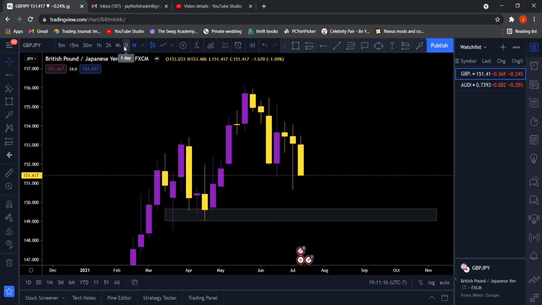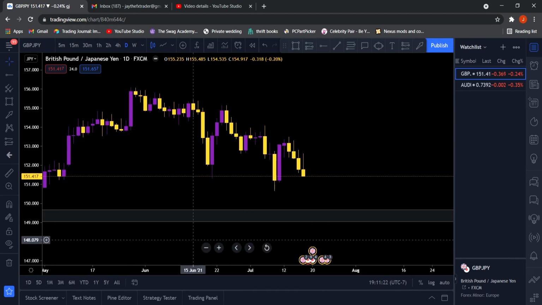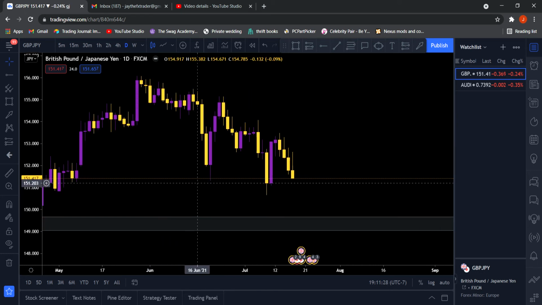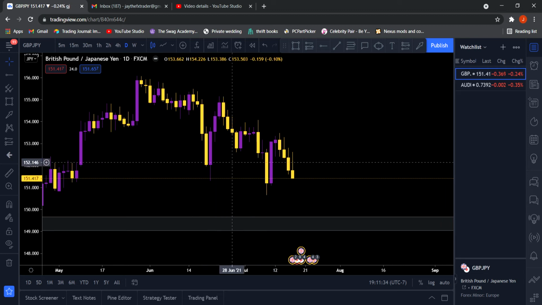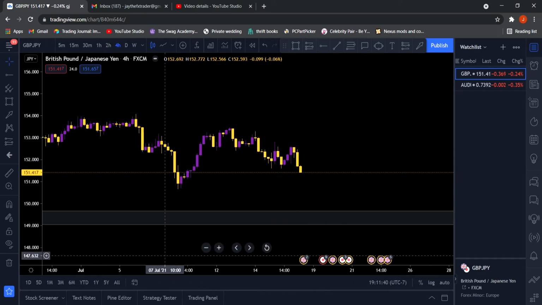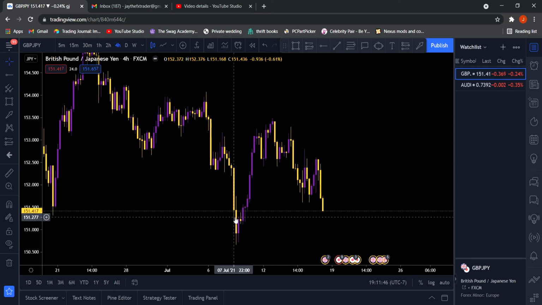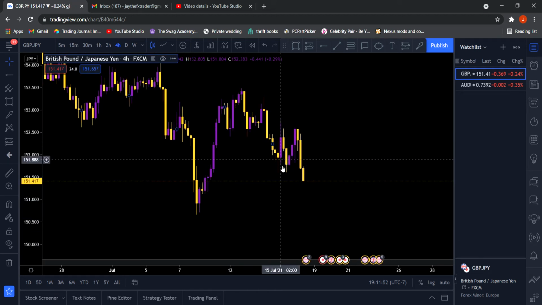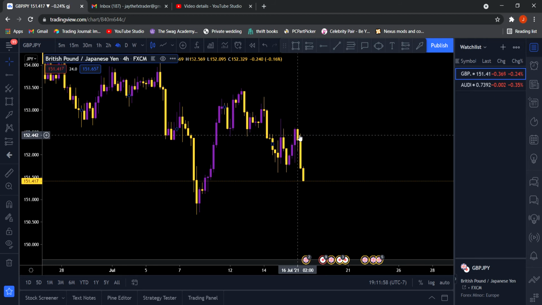Drop down to the daily time frame, see what's going on. Right now, I see a little level right here, and I'm going to drop down to the 4 hours to get more information. What I'm looking at right now is this little build up right here, and then a strong breakthrough.